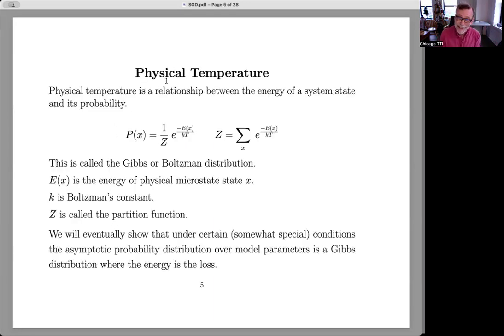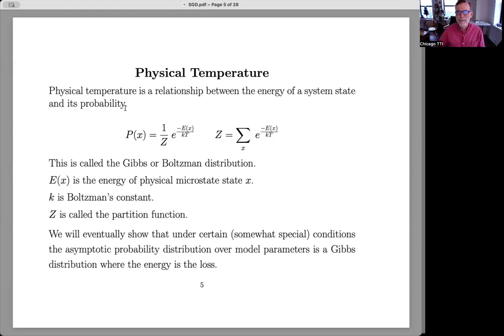But eventually, in later lectures, I'm going to derive a formal relationship between this naive notion of temperature as the asymptotic loss value and actual physical temperature. So I just want to say a little bit about actual physical temperature. So physical temperature is related to, or even defined in terms of, a probability distribution over the energy of the state of a physical system.